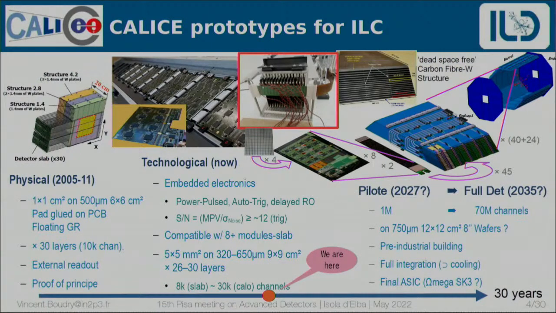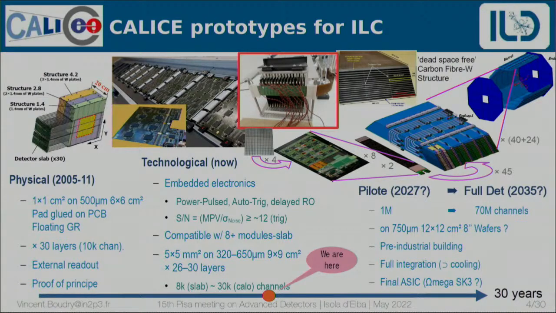So that was our physical prototype from 2005 to 2011, which Thomas mentioned as a comparison, where we had 1 by 1 square centimeter cells. Since then, we have been working on this technological prototype, in which the electronics is embedded, power pulsed, self-triggering, with a delayed readout, and which aims at a signal-to-noise ratio, the position of the MIP divided by the noise, above 12. So that is a bit of the challenge.